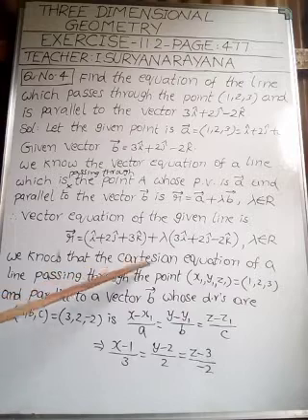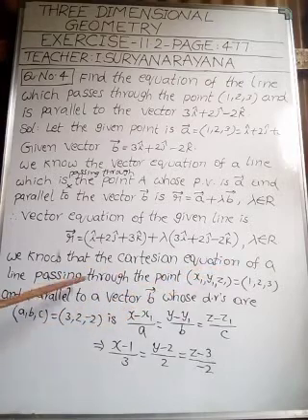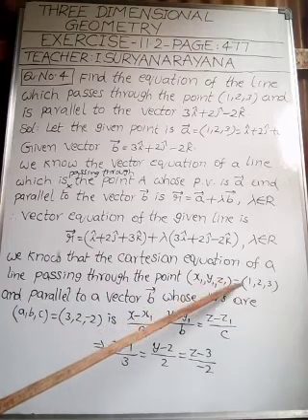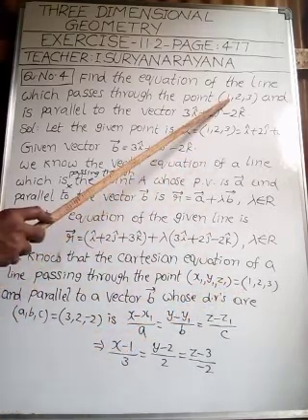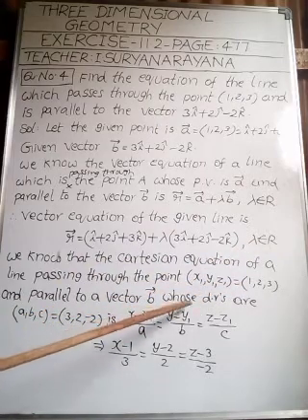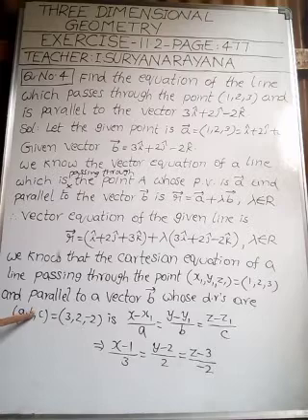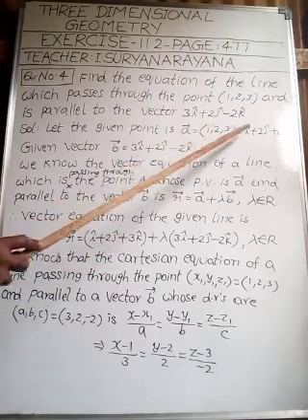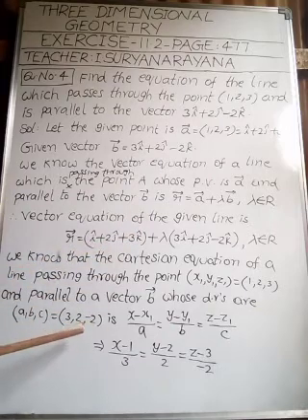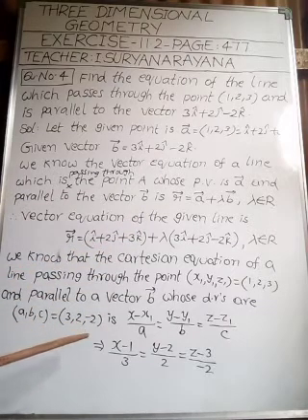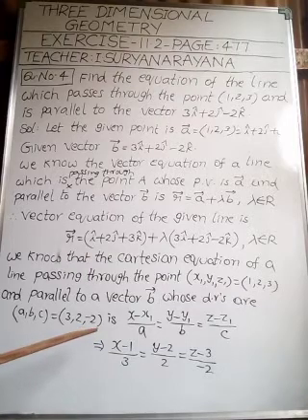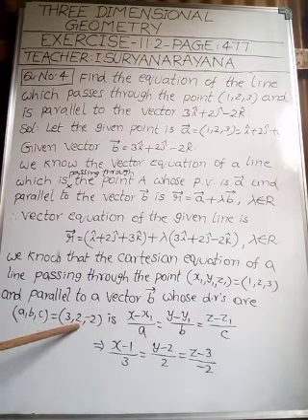We know that the Cartesian equation of a line passing through the point x1, y1, z1, this is nothing but the given point 1, 2, 3, and parallel to a vector b bar whose direction ratios are a, b, c. These are called direction ratios 3, 2, minus 2. Okay, my children. The coefficients of i cap, j cap and k cap respectively are said to be direction ratios of the vector. Okay, my children, do you remember that point?